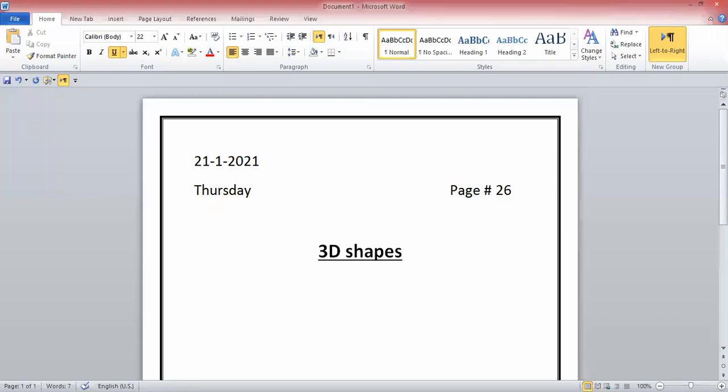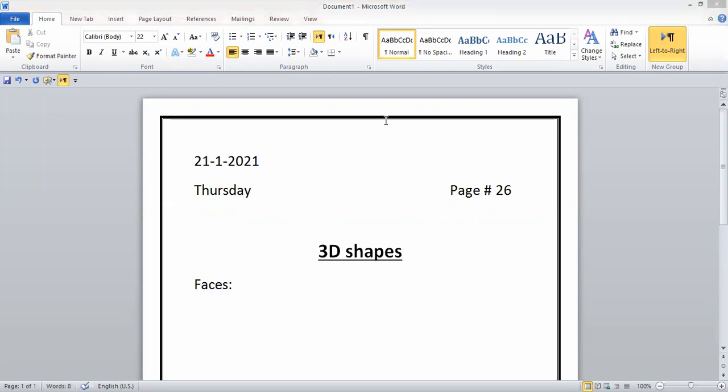This is lesson number 5 for grade 3 mathematics, and what we are studying, guys, is 3D shapes, right? So we are going to write some basic things about the 3D shapes, the basic terms we learned. What are the faces? What are the faces, guys?